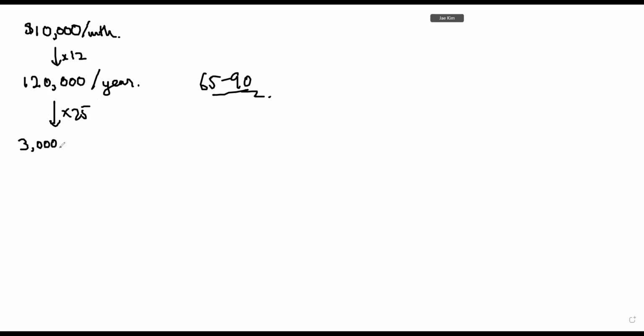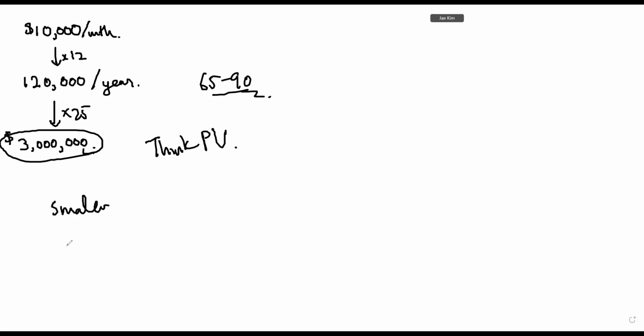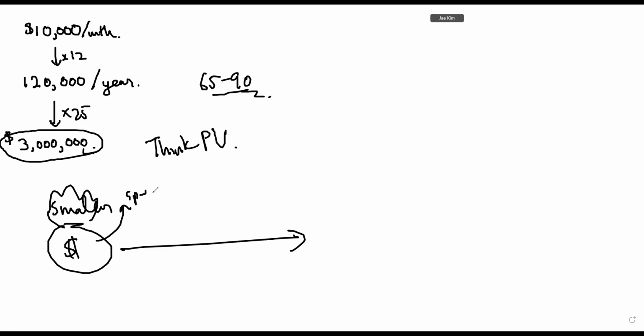I need 3 million. I need 3 million, right? That's how much you're supposed to have saved up. Except it's not. Think PV. Do I need all the money I'm going to spend over 25 years immediately? No. You don't need that much in reserve and just sitting there doing nothing. What I could have is a smaller bag of cash, okay? Smaller amount of cash that will continue to grow while I spend 120,000 every year.